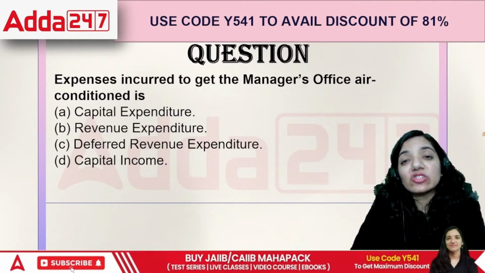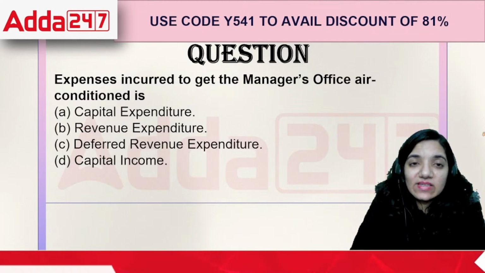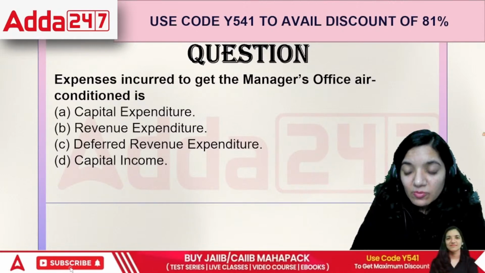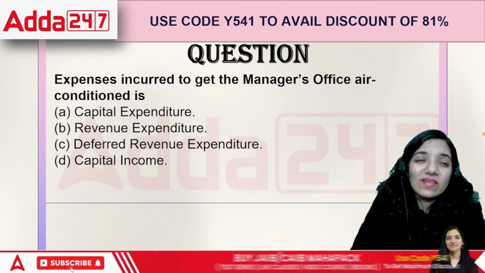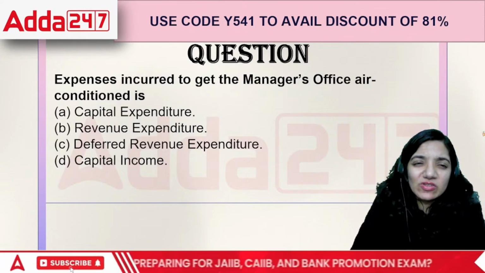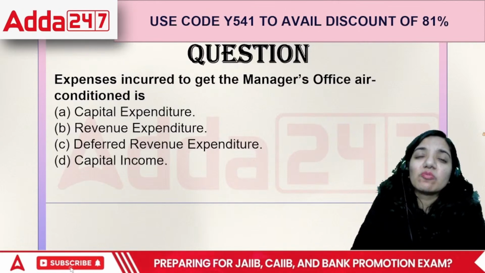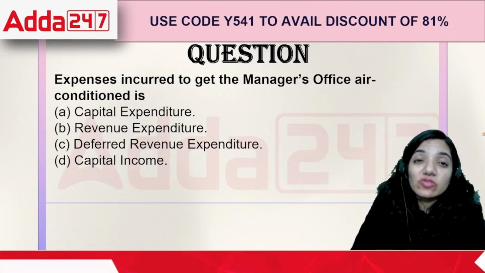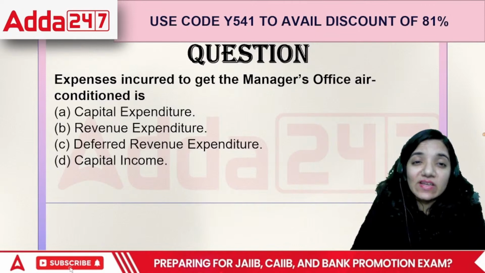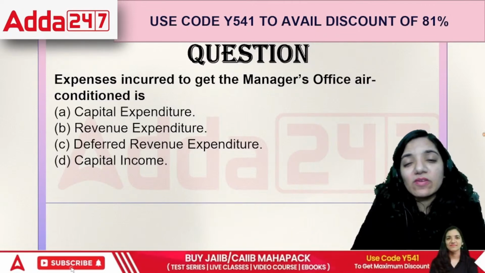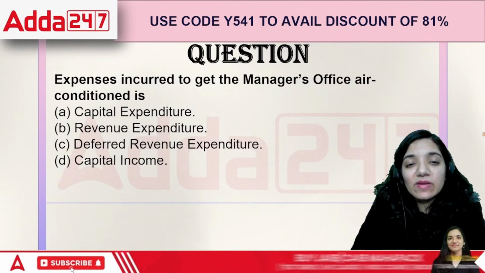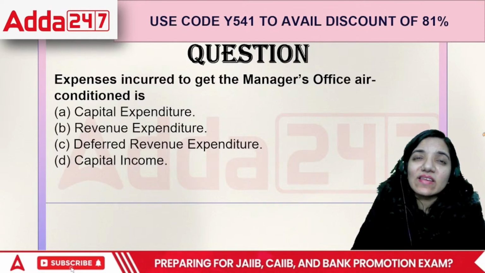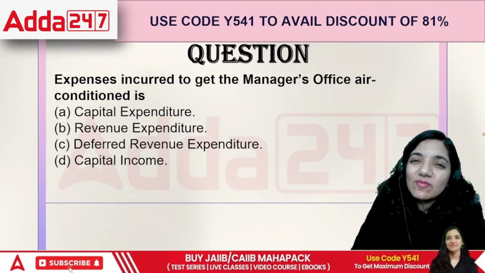Now comes the next question. Expenses incurred to get the manager's office air conditioned is. See, basically the manager who is working in the organization cannot work in weather which would be very warm, and at the same time where there's a good amount of precipitation in the air. So it becomes difficult to work in such an atmosphere. So air conditioning is required in every nook and corner of the office. So when expenses are incurred to get the manager's office air conditioned, is it a capital expenditure, revenue, deferred revenue, or capital income? It's an expenditure that we incur to maintain a healthy environment for the manager to work.